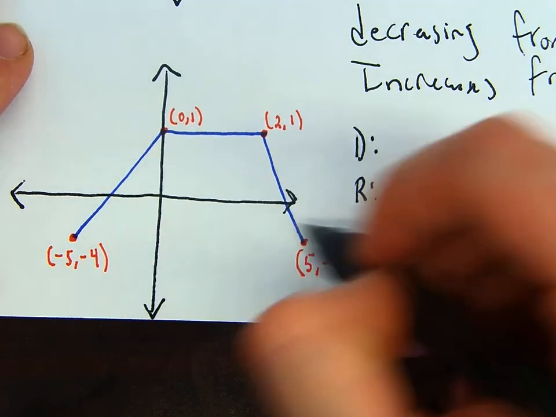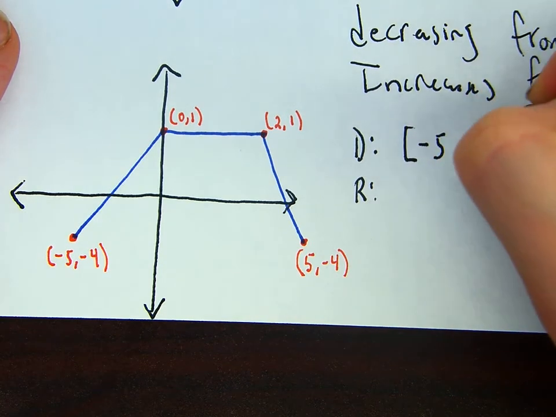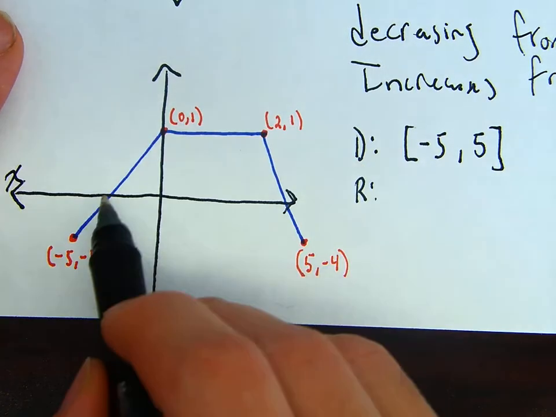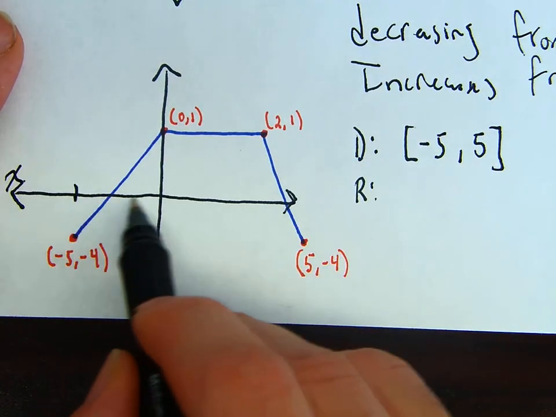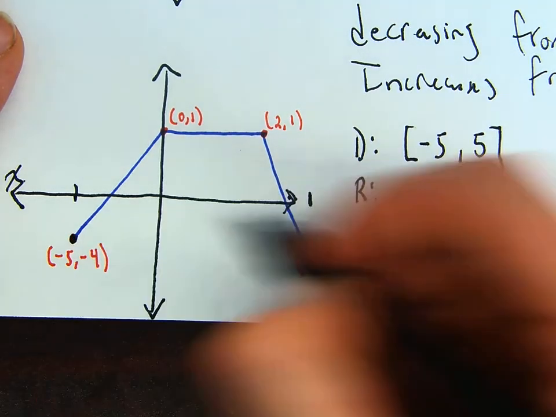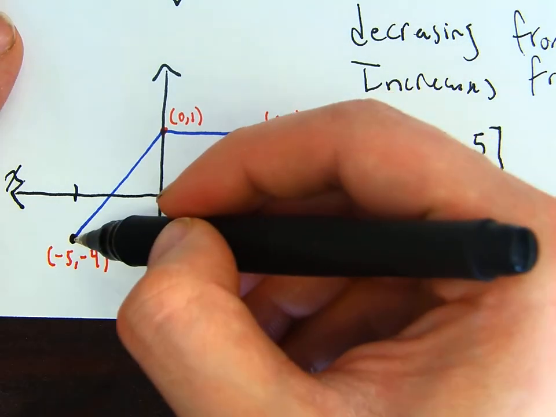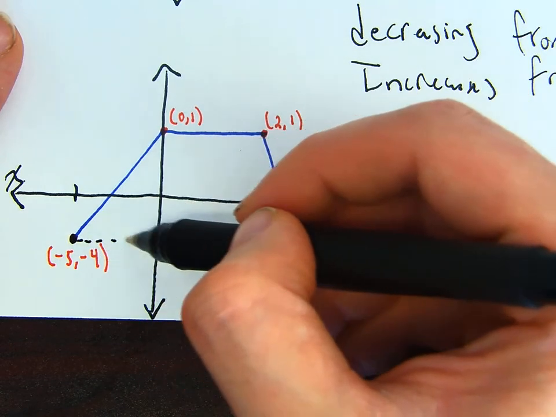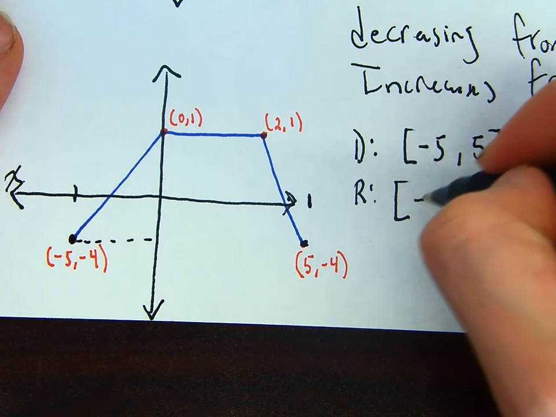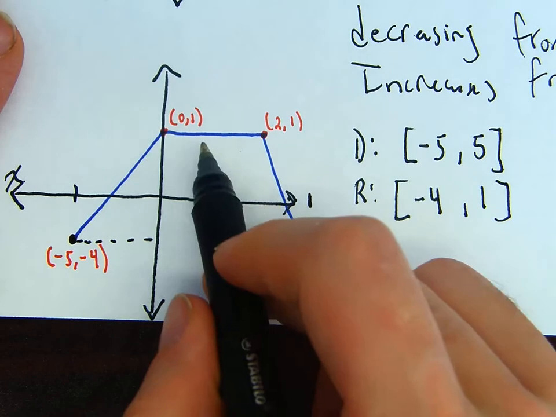So let's see. What is the domain of this graph? It would be from -5 to +5. The farthest left I could go on the x-axis is -5, and the farthest right I could go on the x-axis is +5. And notice that because these circles are closed, I'm going to show it with a bracket. What about for the range? Notice that the lowest y value I can go is -4, and the highest y value I can go is +1.